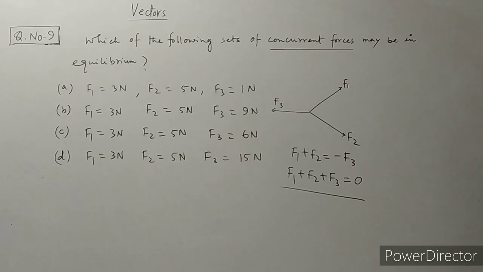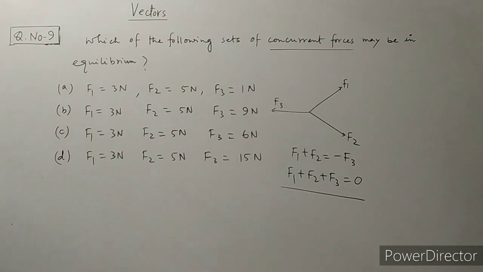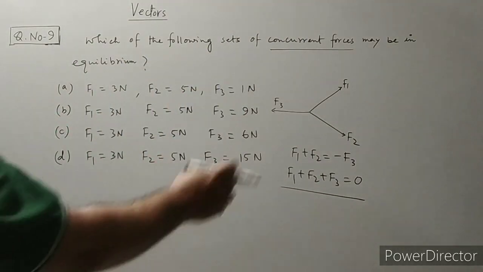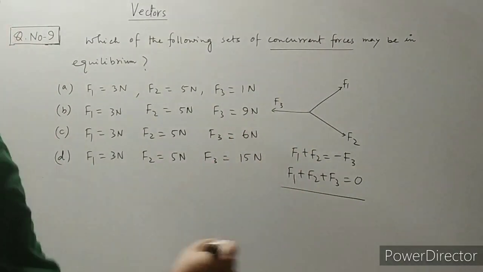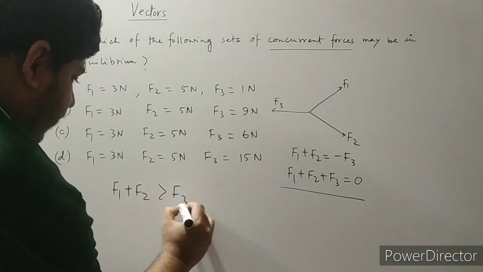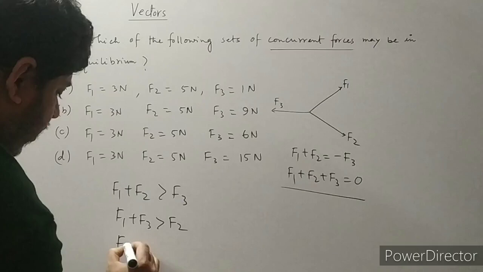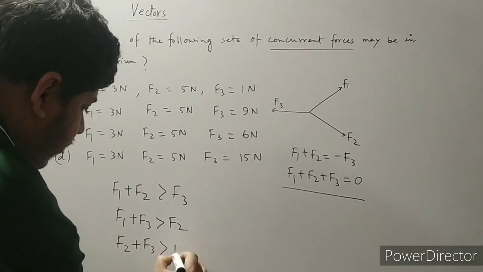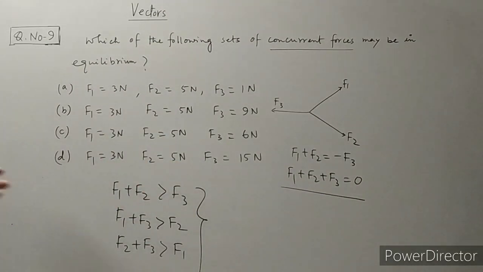Whenever two forces are concurrent or three forces are concurrent, here three options are given, so obviously you have to take three forces. Three forces are concurrent when F1 plus F2 is more than F3, F1 plus F3 is more than F2, and F2 plus F3 is more than F1. If all of these conditions are satisfied, then the forces will be said to be concurrent forces in equilibrium.